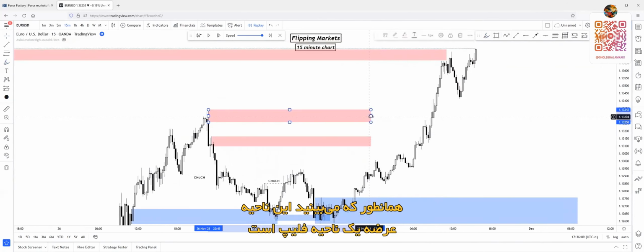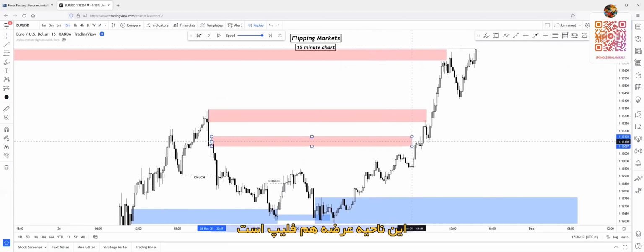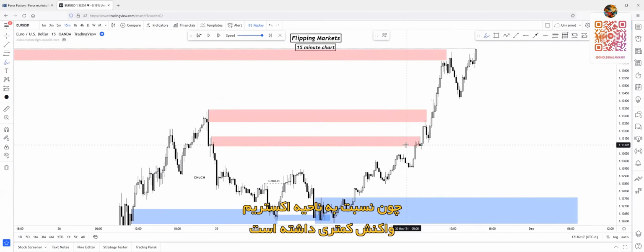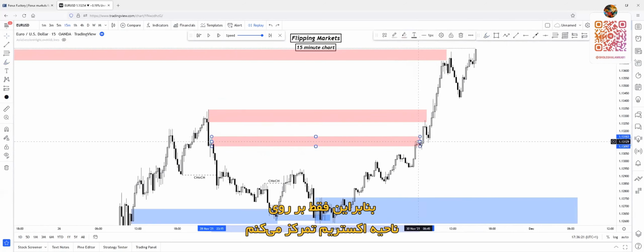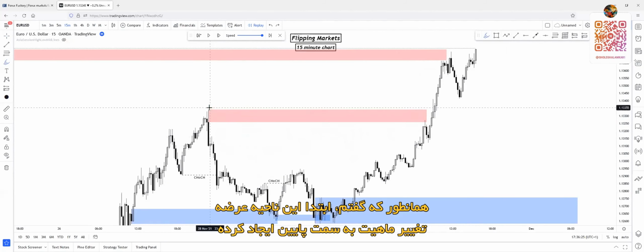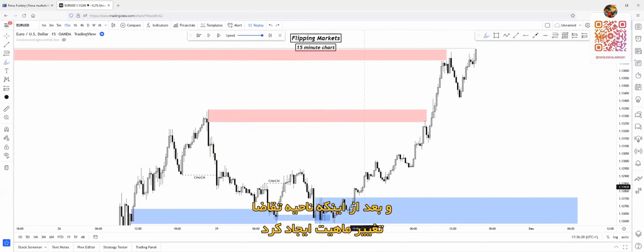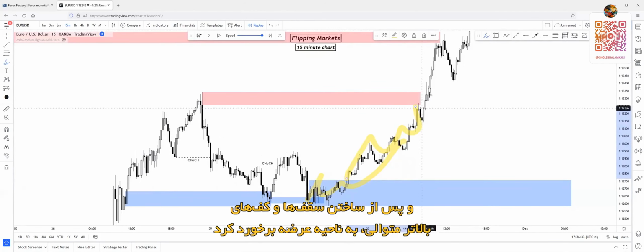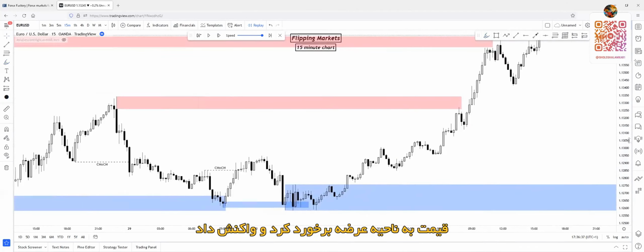As you can see, this supply wick is a flip zone. Also, this supply wick is a flip zone too, but this is less valuable because it didn't have that much reaction as the extreme one. So, okay, I will just delete this one and focus on the extreme one. So, as I told you, this supply zone changed character to the downside first here. And as you can see, after the demand change of character, price started to form a series of higher highs and higher lows and tapped into this supply zone. Okay, let's focus on that region.